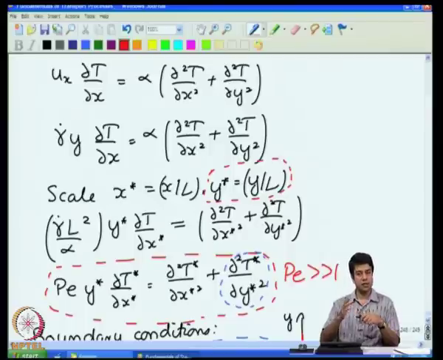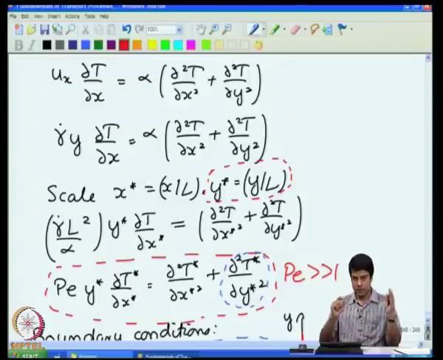That is what is actually happening in high Peclet number flows. Very near the surface, diffusion has to exist, because that is the only way the fluid is going to get heated. However, if I go a length scale comparable to L from the surface, my balance between convection and diffusion tells me that convection has to be dominant. Diffusion could still be important within a much smaller length scale.